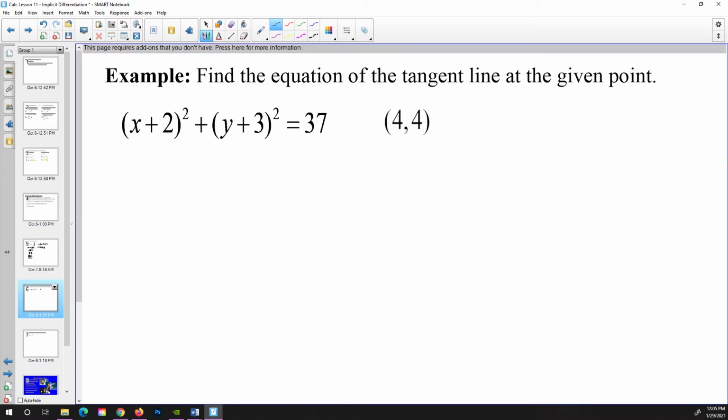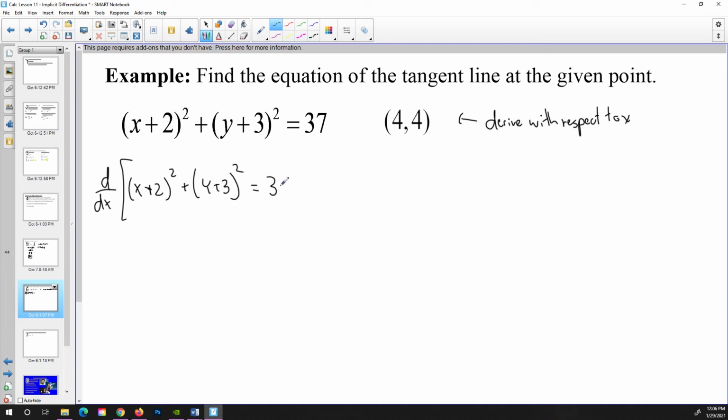Let's do another example. So we're going to find the equation of the tangent line at the given point. So we're trying to find the derivative of this expression, and then we'll find the slope, and then we'll find the tangent line. And so again, we're going to derive with respect to x. So we'll take the derivative with respect to x of the quantity x plus 2, quantity squared, plus the quantity y plus 3, quantity squared, equals 37.